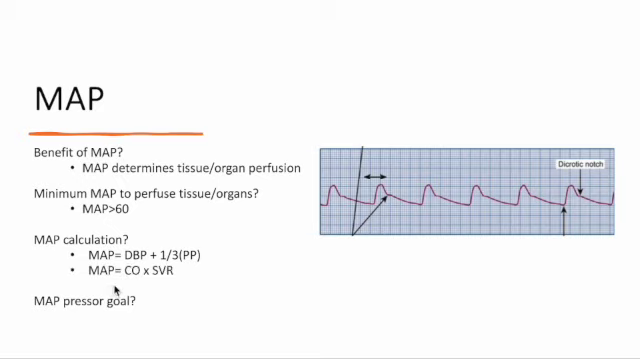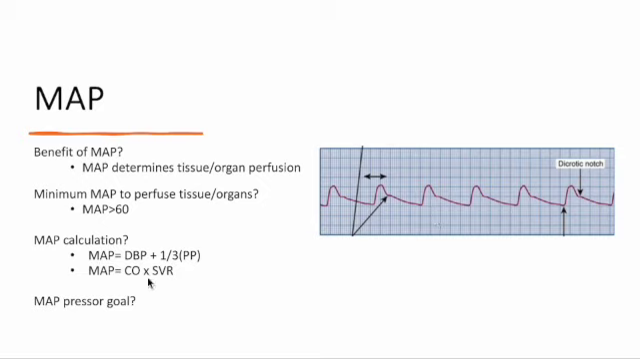Another way to conceptualize mean arterial pressure is to think about it in terms of cardiac output times systemic vascular resistance, where the cardiac output really determines the systolic pressure, whereas the systemic vascular resistance, or how tightly the blood vessels are clamped down, determines the diastolic pressure.